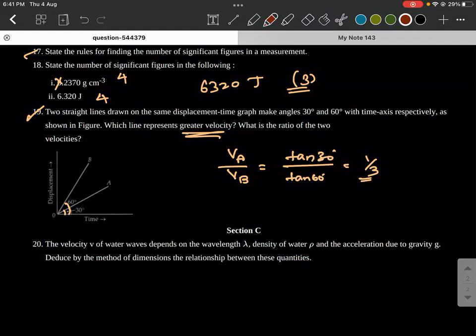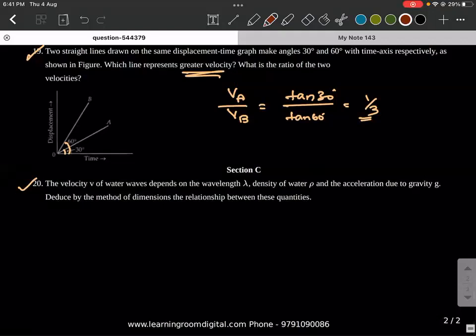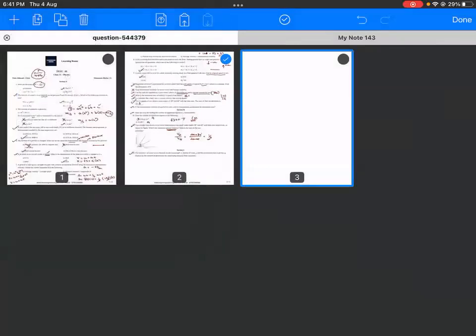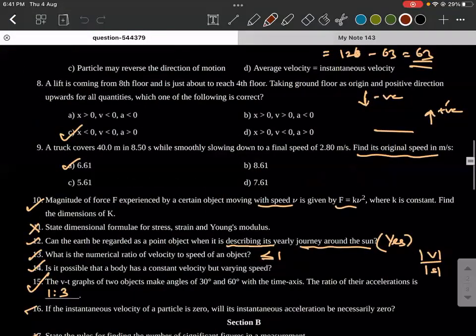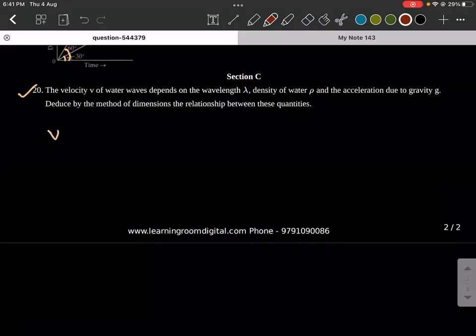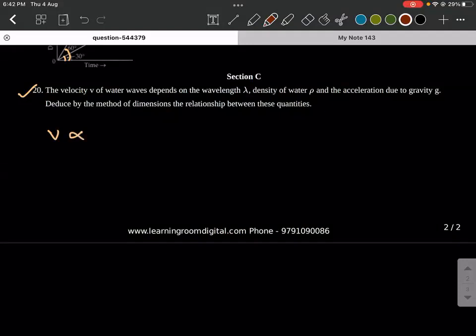Shall we proceed? The last question in this paper is: the velocity of water waves depends on the wavelength lambda. So velocity depends on wavelength lambda, proportional to wavelength raised to the power A, density of water rho raised to the power B, and acceleration due to gravity raised to the power C.